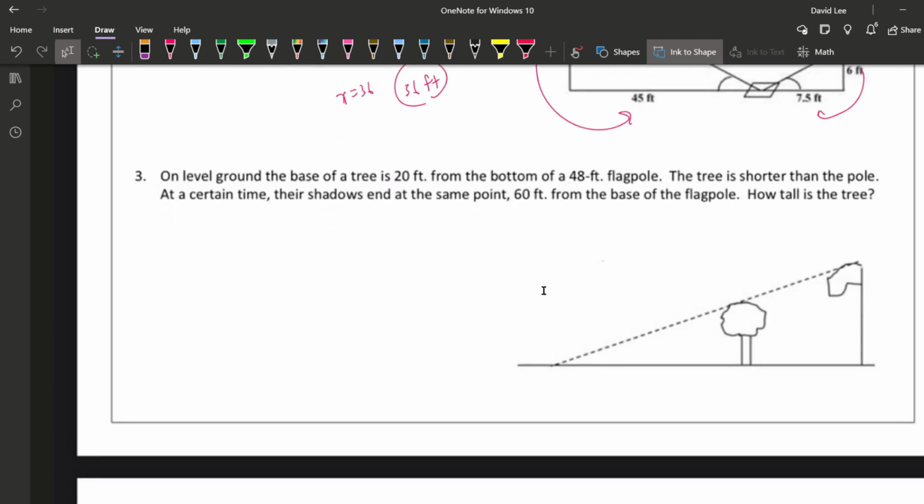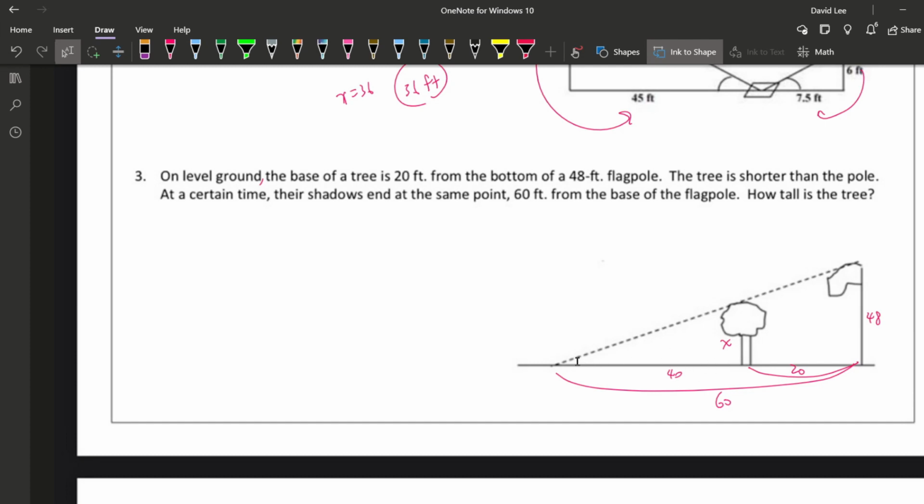Okay, next one. So we have to put this ourselves. It says on level ground, the base of a tree is 20 feet from the bottom of a 48-foot flagpole. So this is 20, and this is 48. The tree is shorter than the flagpole. At a certain time, the shadows end at the same point, 60 feet from the base of the flagpole. So this is 60, right? So this should be 40. How tall is the tree? So we'll call this x.